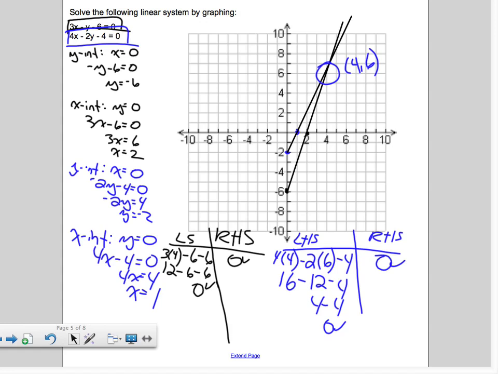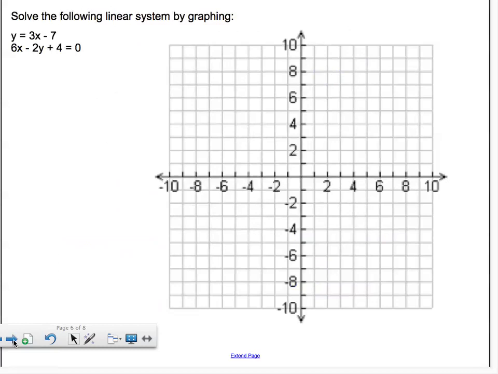Okay, so this is how you solve linear systems by graphing. Here's another one.